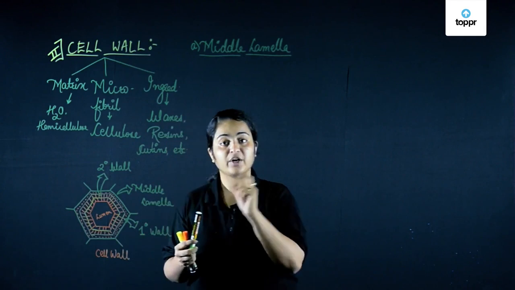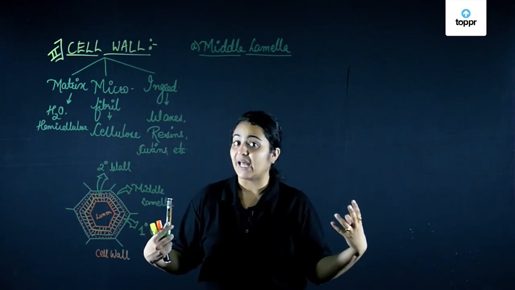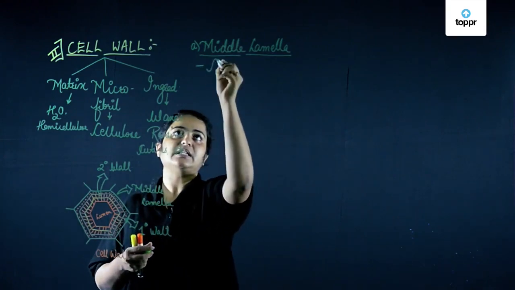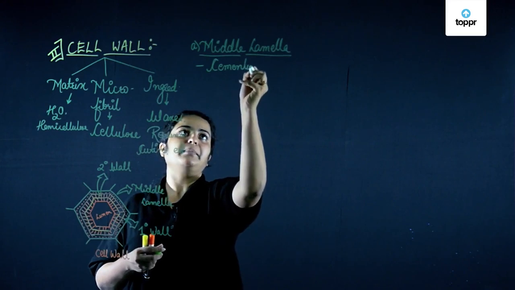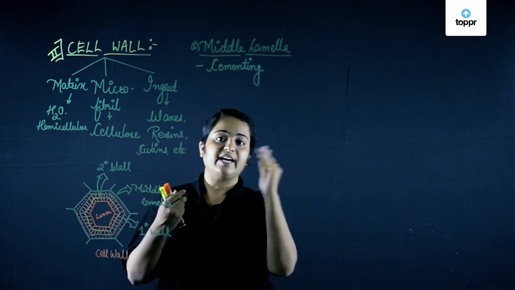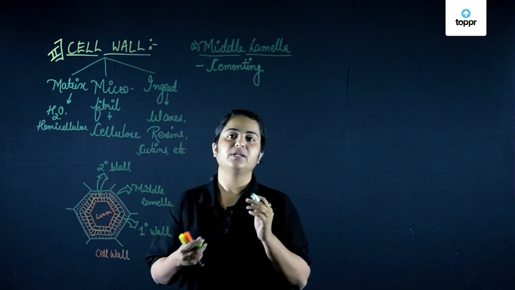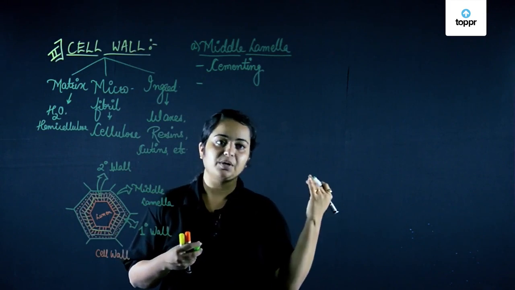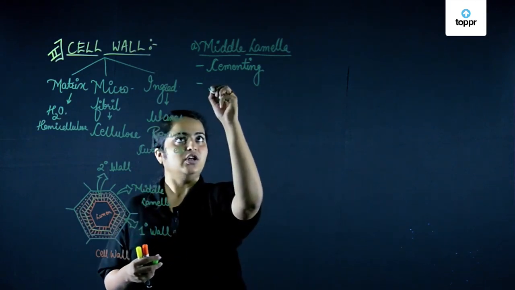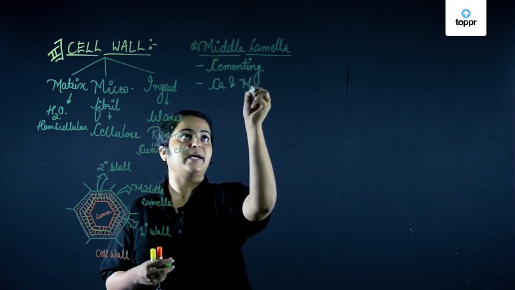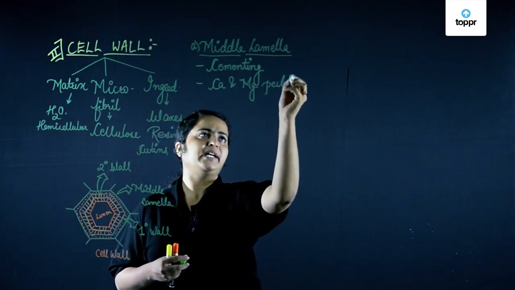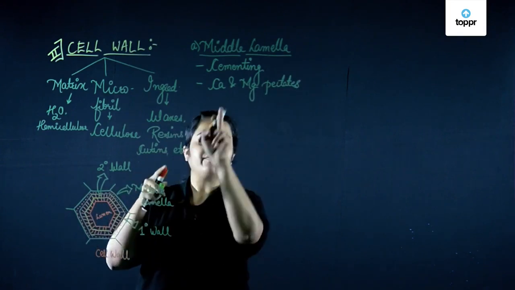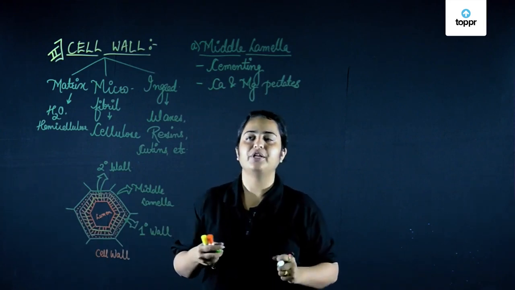So the word is middle because it is in between the two cells. Lamella because it is one single layer. Now this middle lamella, as we have seen, is nothing but the cementing layer. That means it is going to join the two adjacent cells, the two layers between the two cells. Since it is cementing and it has to be a connecting link, it has to be strong. So it is made up of calcium and magnesium pectates. Pectates have pectins as an ingredient and have salts of calcium and magnesium for rigidity.